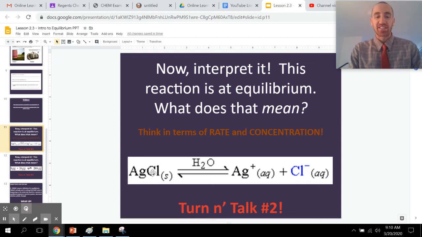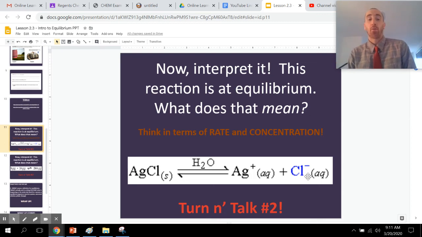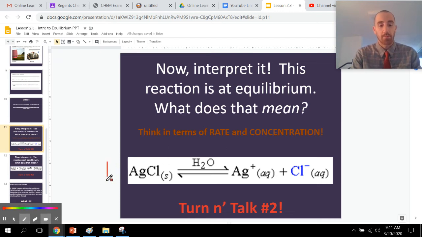You have AgCl, silver chloride, turning into Ag plus and Cl minus. It's basically the equilibrium equation for dissolving silver chloride in water. So silver chloride's not very soluble, meaning if you put a bunch of this stuff in water, only some of it dissolves. It eventually gets to equilibrium. So if I tell you that this chemical reaction right here is at equilibrium, what does that mean? And all I'm asking you to do is to interpret that using some of the new vocabulary you learned, like the definition of equilibrium.